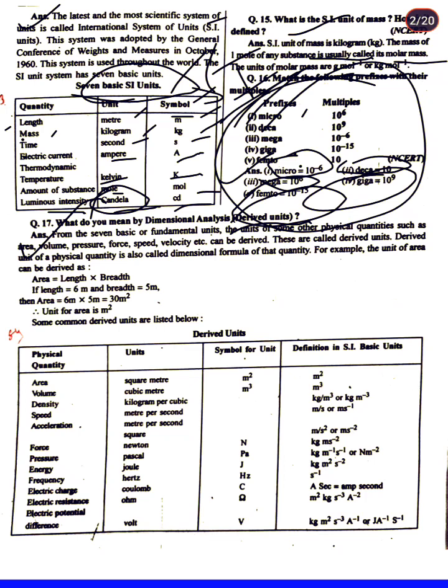Okay, for example, let's discuss the terms. First, physical quantity, unit, symbol of unit, and definition of SI basic unit. Next is the dimensional analysis. First, this is area, and it can be written as length into breadth, and the unit is square meter, symbol of unit is meter square. Similarly, volume is length, breadth multiplied by height, and the unit is cubic meter, that is meter cube.